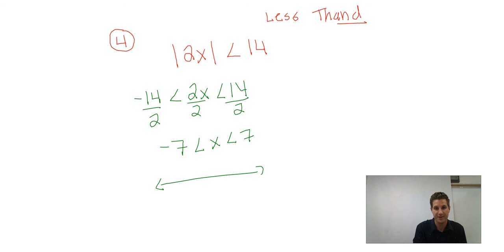And when we graph, we get negative 7 over here, positive 7 over here, open circle, and then you graph in the middle.